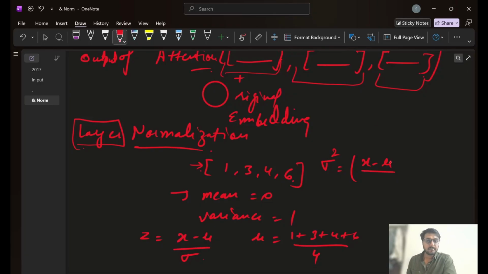So for variance, we are doing this thing. Summation of 1 minus, what is our mean? 4 plus 4, 8 plus 6, 14 divided by 4, 3.5. So 1 minus 3.5 divided by 4.